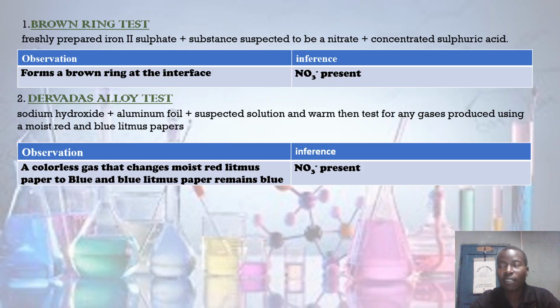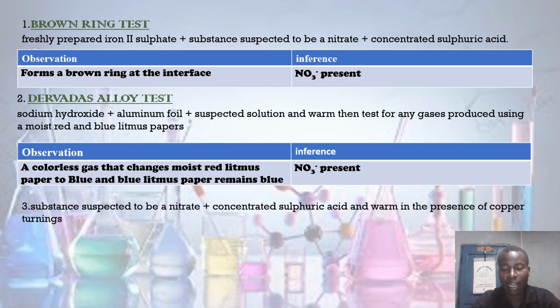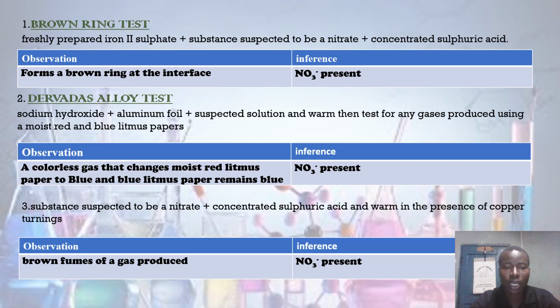In this case, if you see a colorless gas that changes moist red litmus paper to blue, and moist blue litmus paper remains blue, it will imply that the nitrate ions are present. And lastly, you can take the substance you suspect to be a nitrate, add concentrated sulfuric acid to it and warm in the presence of copper turnings. If you see brown fumes being produced, it implies that the nitrate ions are present.